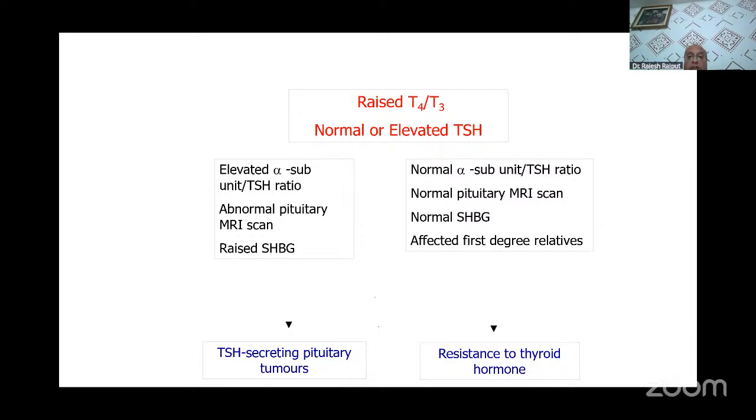In contrast, in patients who are suffering from resistance to thyroid hormone, they have normal SHBG, a normal pituitary gland, and when you screen their first degree relatives, although they are also asymptomatic, you will find a similar degree of thyroid function test abnormality even in first degree relatives of such patients.